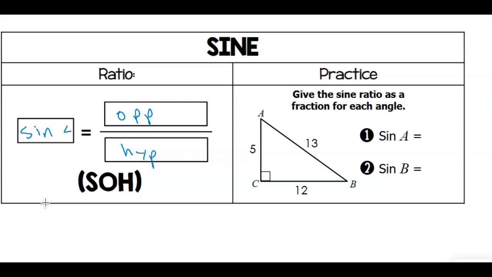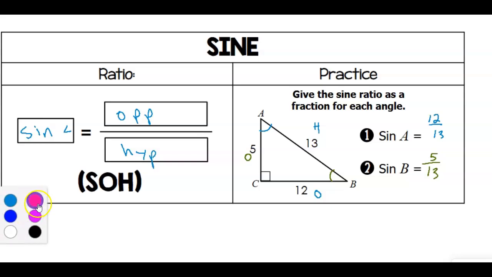and B. We're starting with sine A, so A is our reference angle, 12 is our opposite side, and 13 is our hypotenuse because it's opposite the right angle. So sine of A is your opposite, which is 12, over your hypotenuse, which is 13. Next we have sine of angle B, B is down here. We have our opposite now is 5, and our hypotenuse stays the same, so it would be 5 over 13.